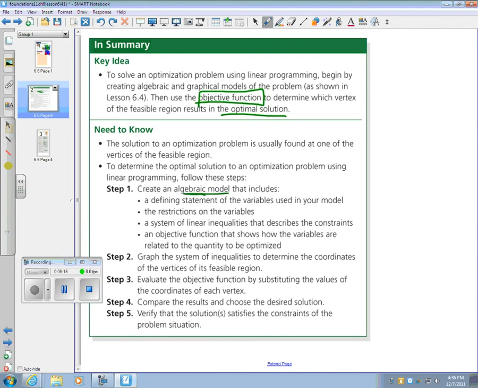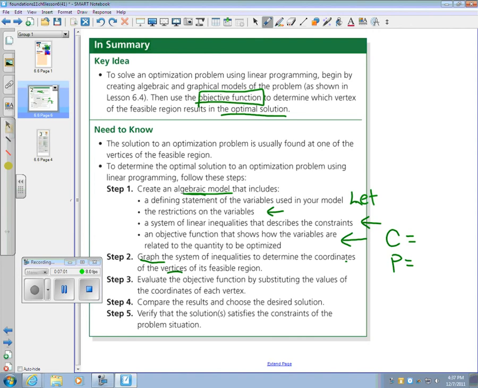First of all, we do algebraic. We do a defining statement, a let statement. Then we do the restrictions. Okay, so are we only talking about things that are less than or equal to 4? We are doing linear inequalities that describe these constraints. And finally, we create an objective function. Usually we're talking about cost, or we're talking about profit. Some sort of equation that we're trying to optimize. Then we graph it to find the coordinates of the feasible region. So we're trying to find a triangle or some sort of quadrilateral.